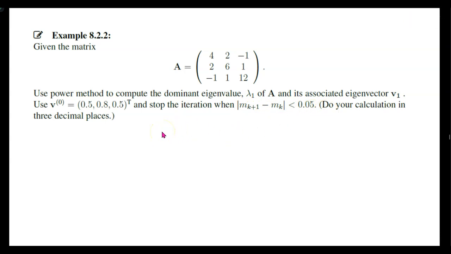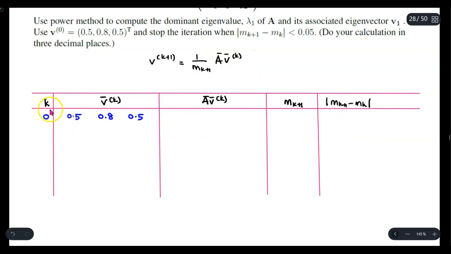All right, so first thing first is to have your table. The table consists of iteration number k, eigenvector v_k, A v_k, m_{k+1}, and the stopping condition here. And the power method formula is given here, v_{k+1} equals 1 over m_{k+1} times A v_k. So in terms of calculation, the steps of the computation start with A times v. So this is your first step. Your second step is to determine m_{k+1}, and only then do you get the left hand side value, which is your third step.